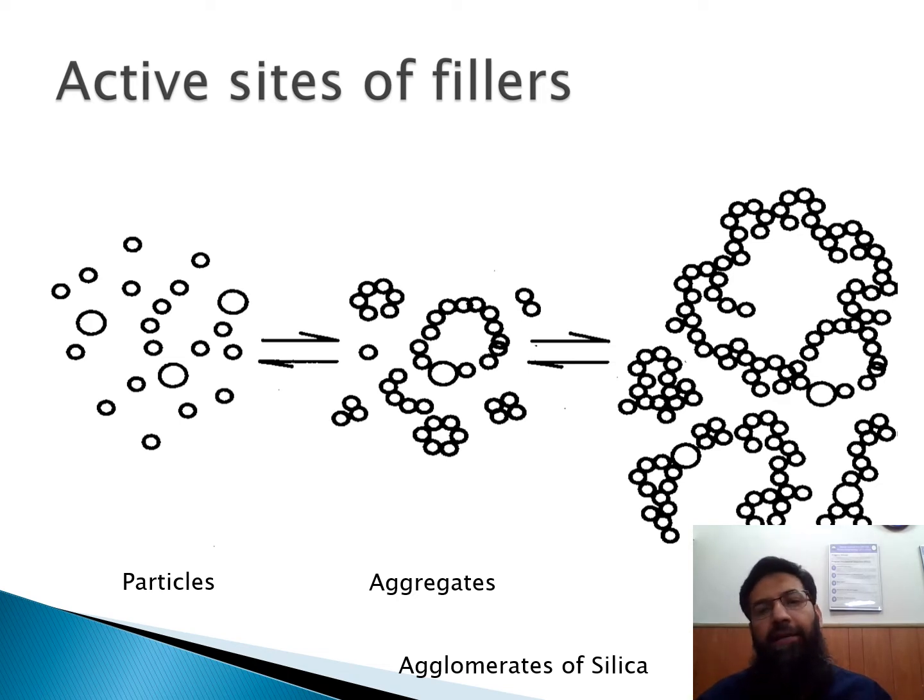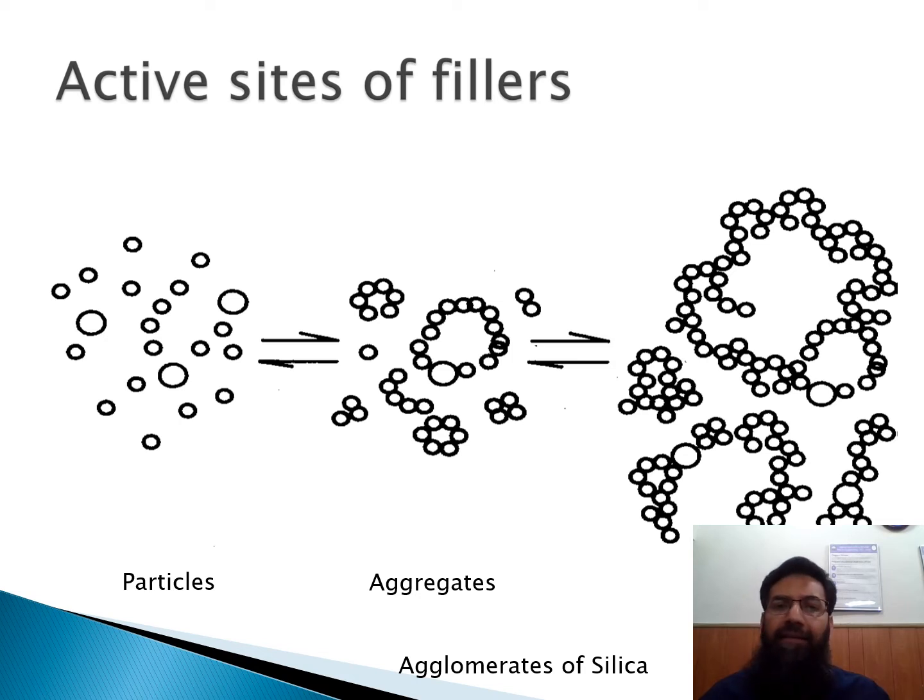If I compare silica with carbon black, I can say there will be more hydroxyl groups on the surface of silica as compared to carbon black. So the tendency of making aggregates and agglomerates in silica would be more as compared to carbon black, because silica has more active sites and more interacting sites as compared to carbon black.